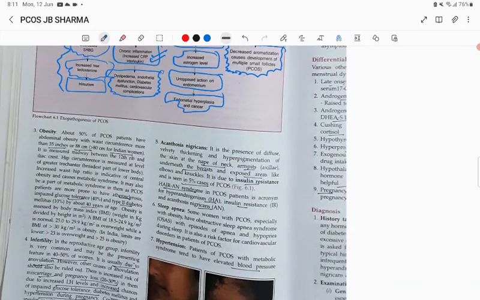The first one is the menstrual disorder, the second is androgen excess symptoms, the third is obesity. About 50% of PCOS patients have abdominal obesity with waist circumference more than 35 inches, that is 88 centimeters, or more than 80 centimeters in Indian women. How do you measure the waist circumference? It is measured midway between the 12th rib and the iliac crest. Hip circumference is measured at the level of the greater trochanter, the broadest part of the lower body.